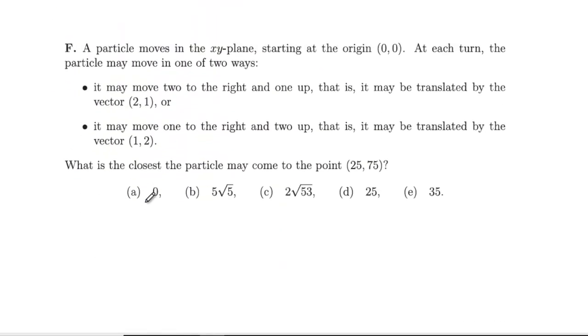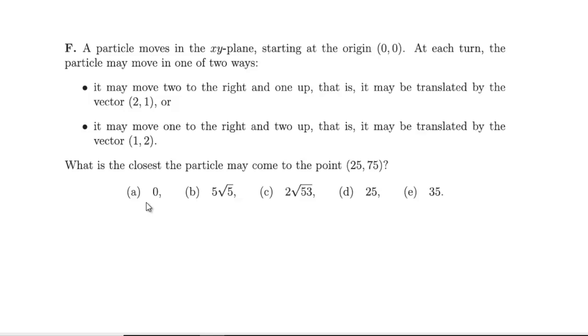A particle moves in the xy plane starting at the origin. Each turn, the particle can move in one of two ways. It can move 2 to the right and up 1, or 1 to the right and up 2. What's the closest the particle can come to the point 25, 75?